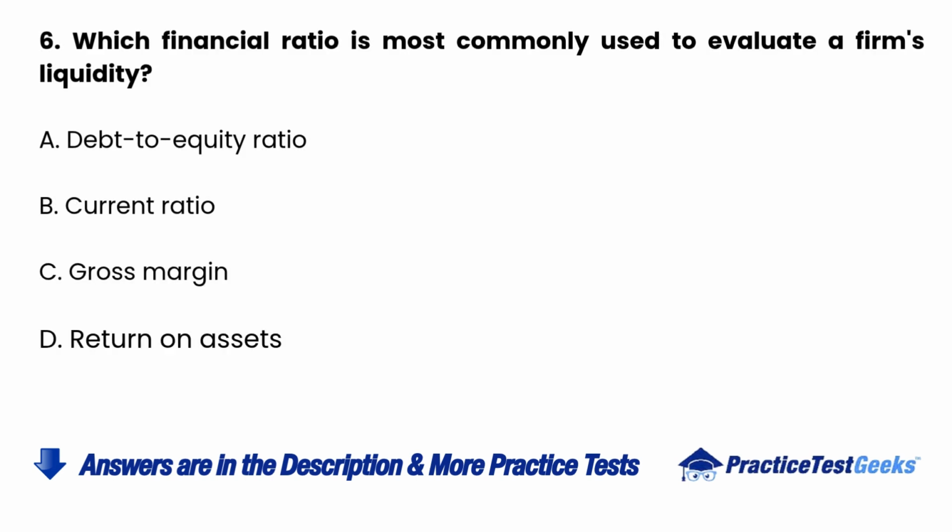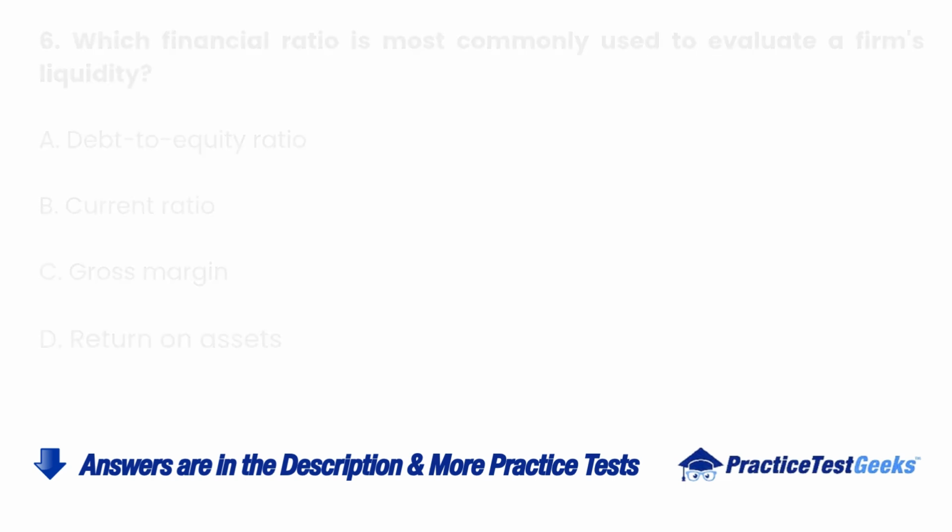6. Which financial ratio is most commonly used to evaluate a firm's liquidity? A. Debt-to-equity ratio. B. Current ratio. C. Gross margin. D. Return on assets.